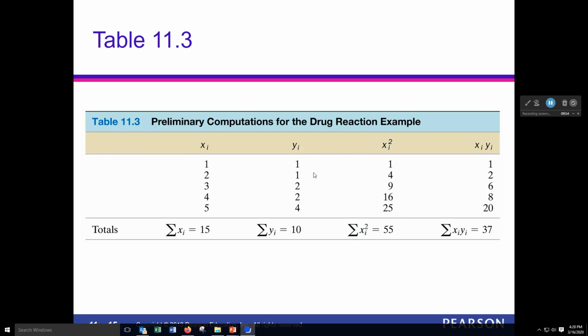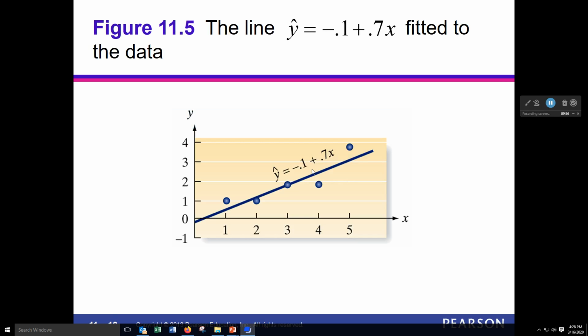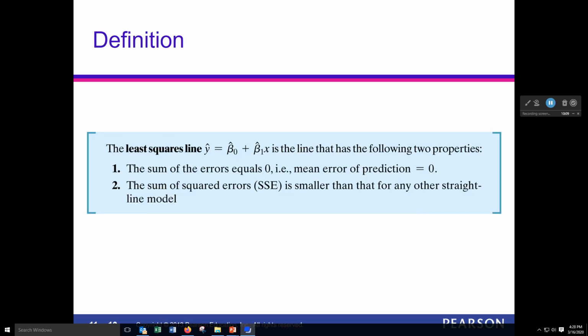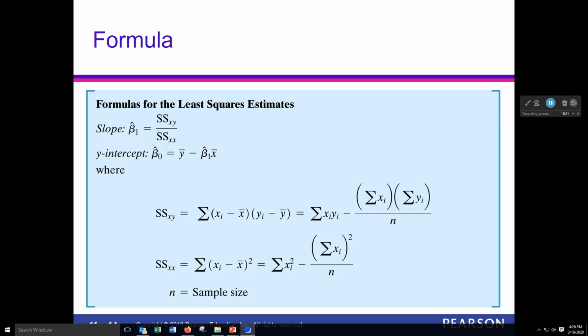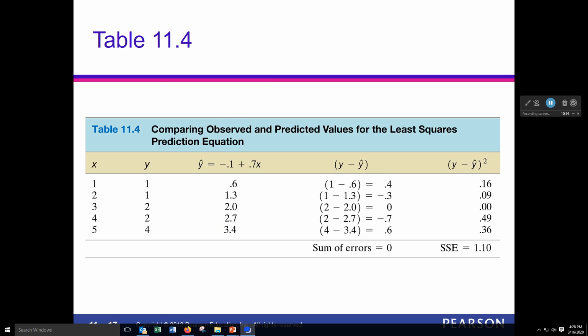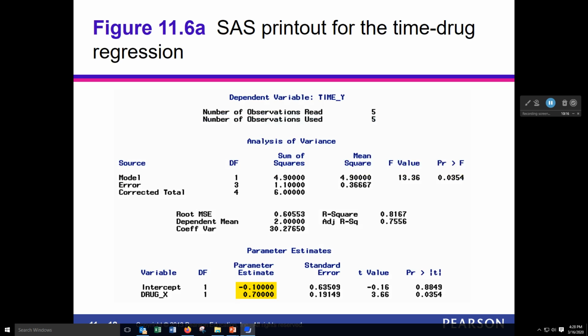Okay, and that gives us the regression line we have here. Y hat is equal to negative 0.1, that's our beta naught we calculated, plus 0.7 times x. I would write those equations down on the sheet that you use to take your exam. Okay. Now we can also get a printout.